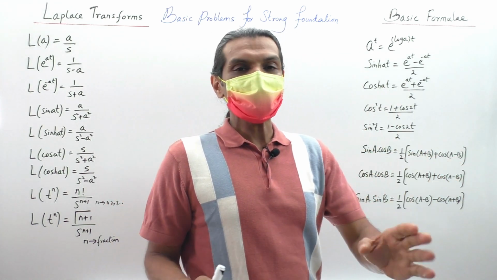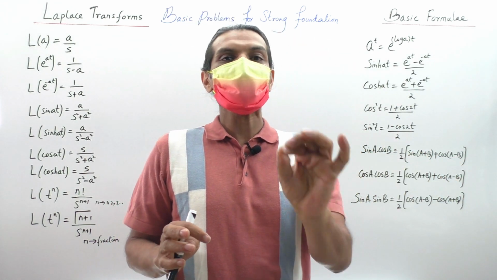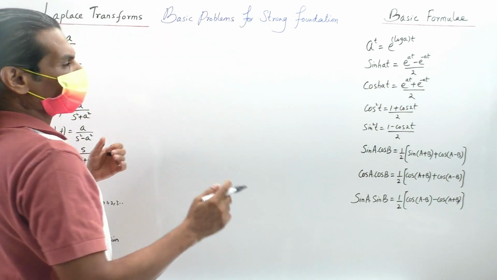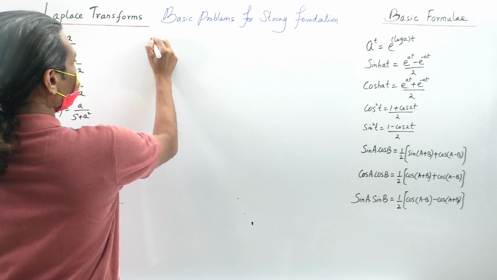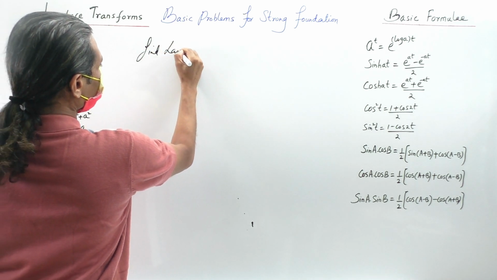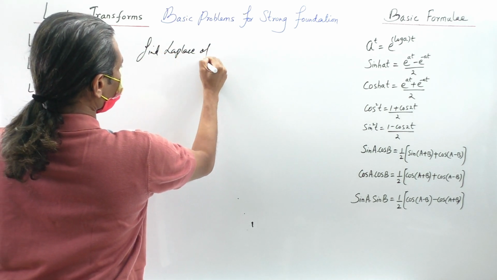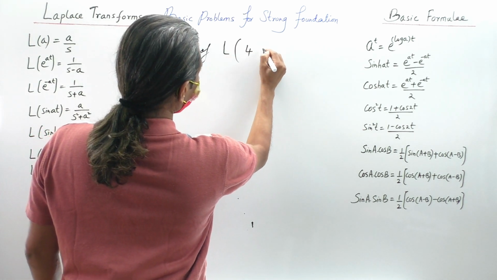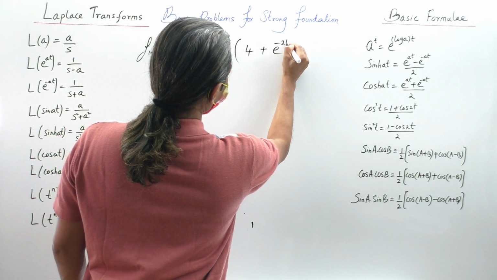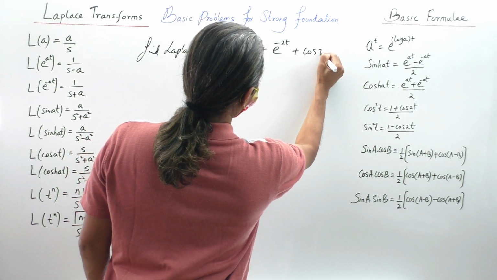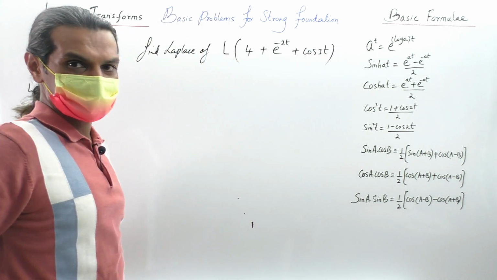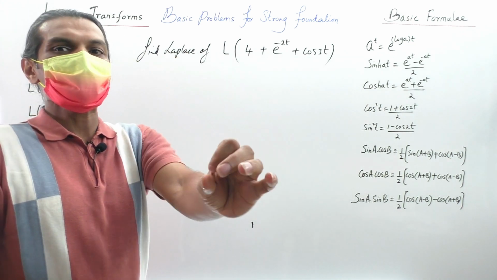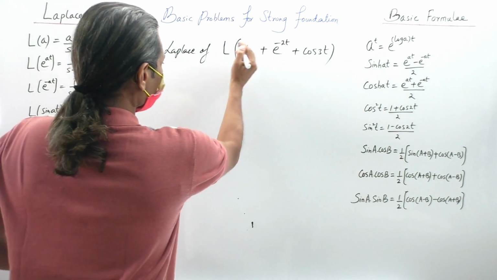Now let's begin to solve some basic problems, some random problems here. Let's take the first question. Find the Laplace of L of 4 plus e raised to minus 2t plus, say, cos of 3t. Let's take a simple question here. I'm going to solve all the simple questions here to make the foundation stronger. Now see what's the answer for this?